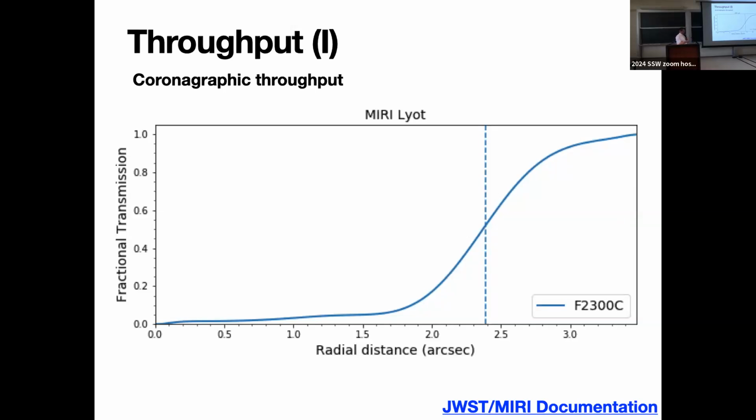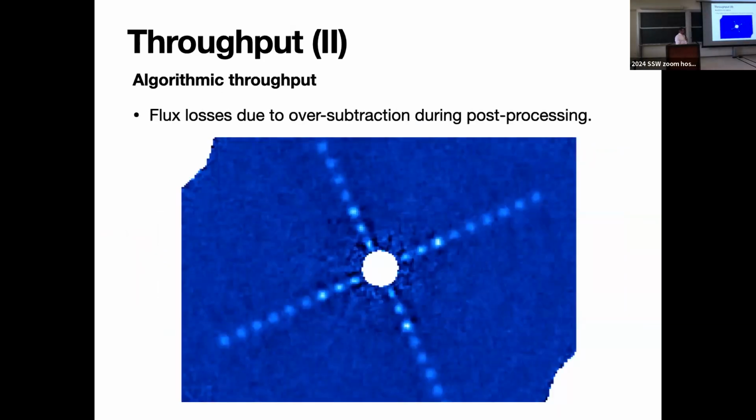We have to account for the coronagraphic throughput, that was discussed by Chris in his previous talk, where there's not a sharp edge in the transmission of the coronagraph. It doesn't go from 0 to 1 instantaneously. It varies smoothly as a function of radial distance. And we have to also account for the algorithmic throughput. So this is the flux we lose when we do the PSF subtraction.